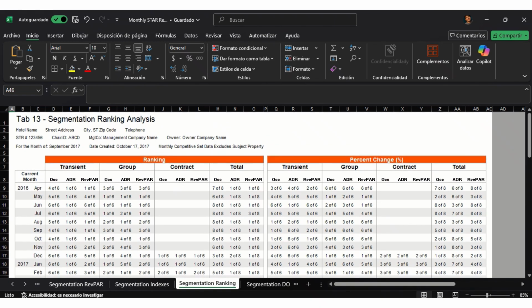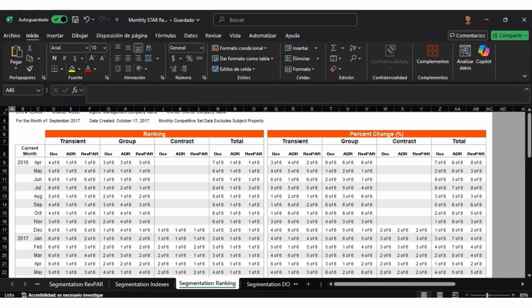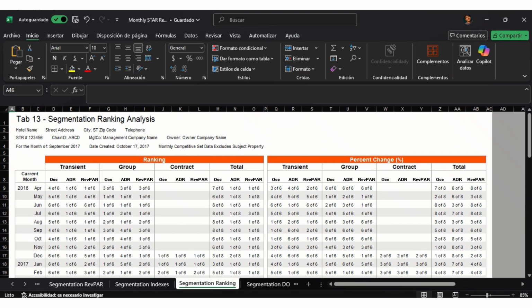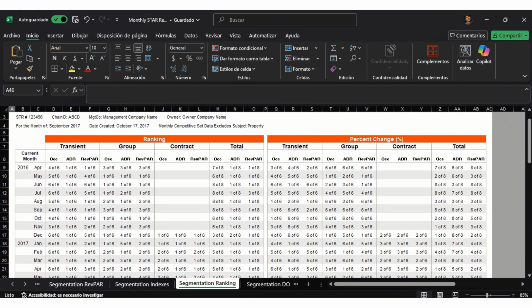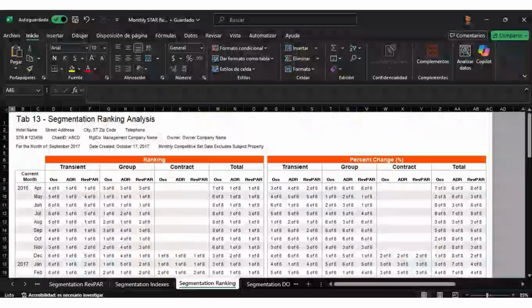Next we have segmentation ranking. In this one, the subject hotel is ranked among competitors within each segment based on KPIs like occupancy, ADR, and RevPAR. It shows the hotel position, first, second, third, and NAN within the comp set. So this one can give us a little clearer picture of how we're doing.